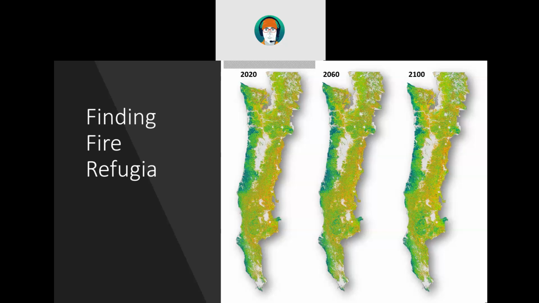Yeah, this is good. This is our result to show the fire refugia through this modeling process. Go to the next slide, Ray, please.